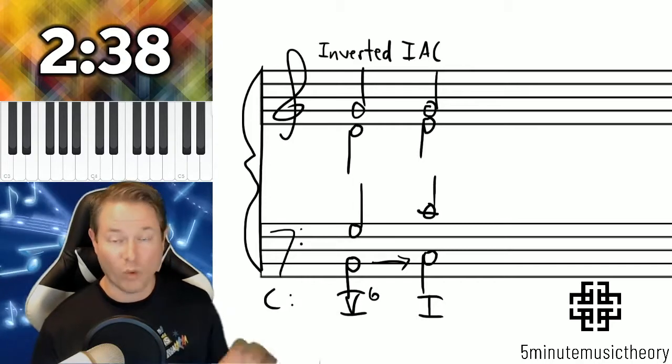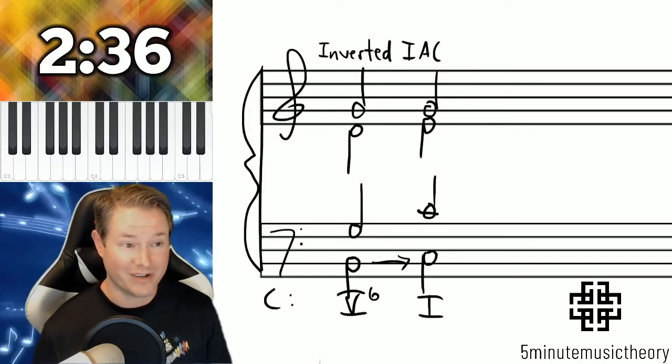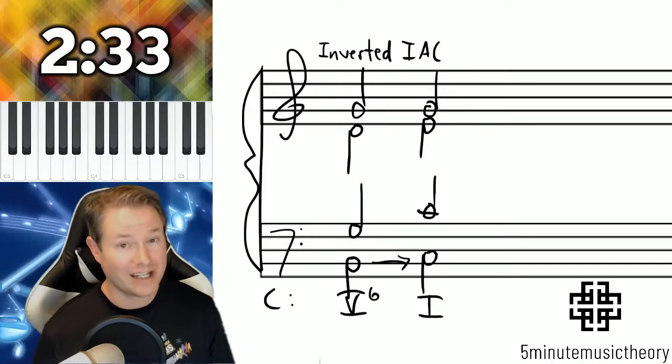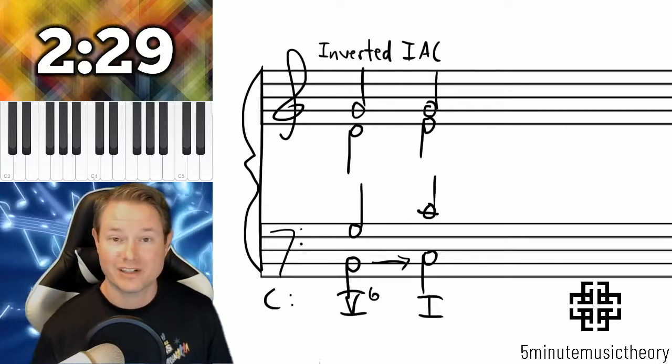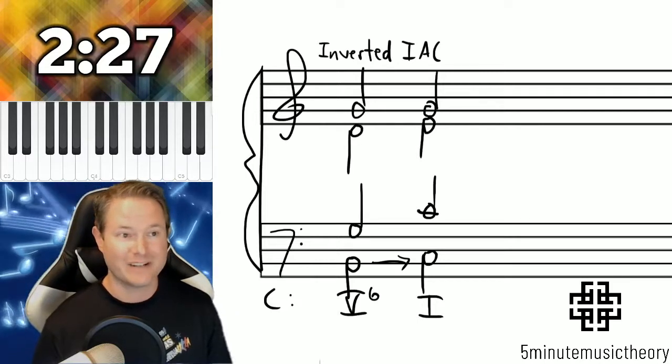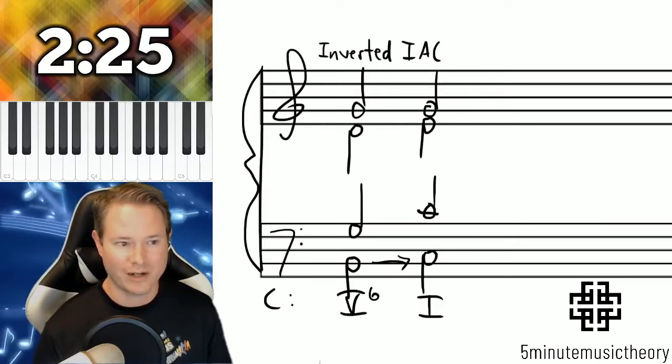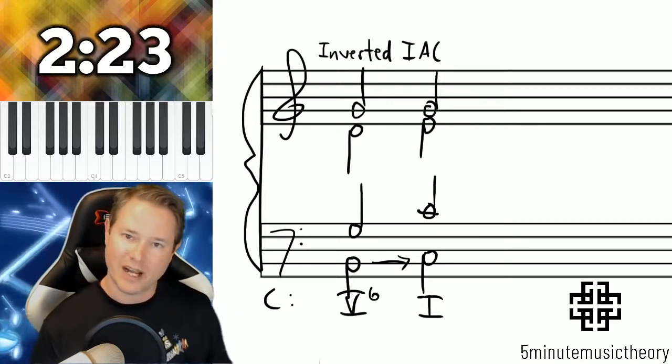But anything that has some sort of an inversion, whether it's one or both of the chords, is going to be considered an inverted IAC, as long as it's in a cadential situation. That's also important to remember. Cadences are moments of rest or punctuation, so it's not every time that you see this chord progression that it will be a cadence. It's at a moment of rest.